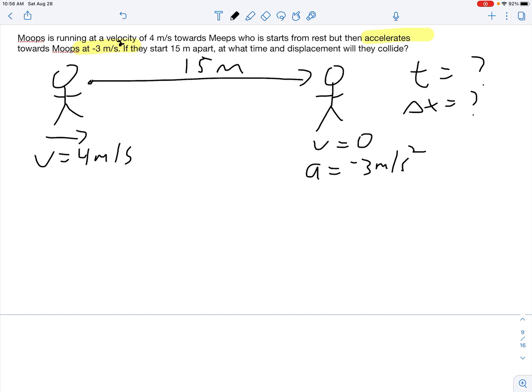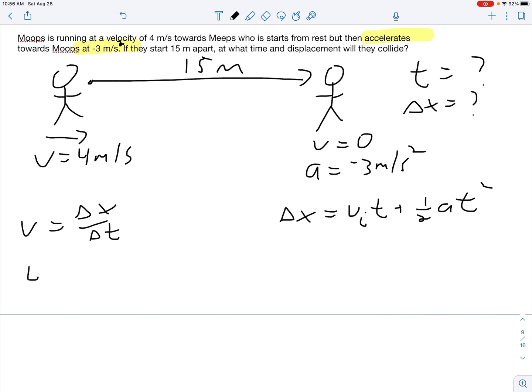All right, I have to write an equation for both. Moops is running at a constant velocity, so I can use this equation. Meeps is accelerating, so I need to use one of the acceleration equations. And I need to use an acceleration equation that has x and t in it, because those are my two unknowns. And so if I have two unknowns, I need two equations with those unknowns in it. So I'm going to use this one: v_i t plus 1/2 a t squared.